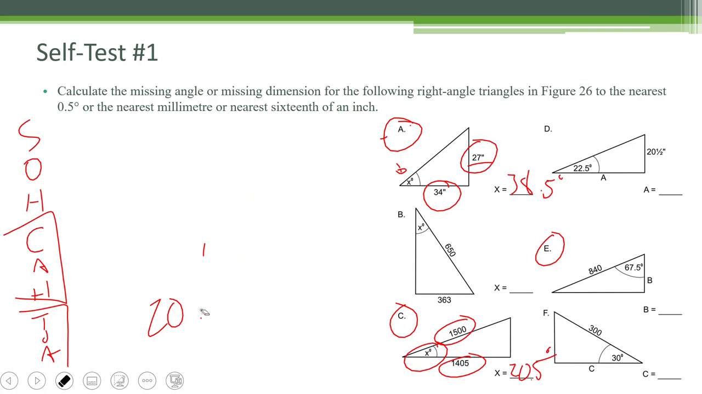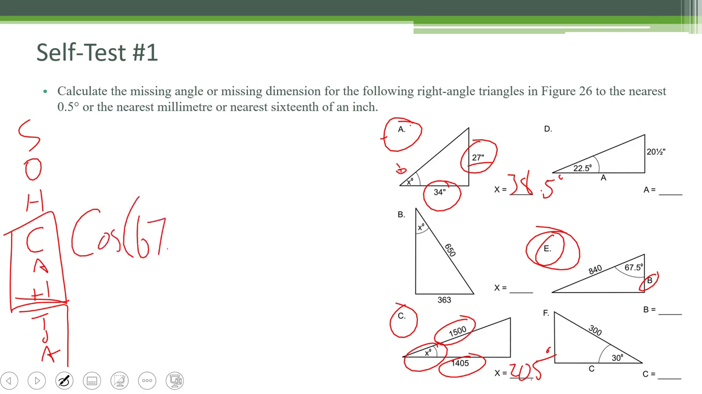Okay, let's do the last one here. I'll do this one right here. So here I got to find the length of B. So what sides am I working with? Well, I'm working with the adjacent and the hypotenuse again. So that'll be cosine. So it'll be the cos of 67.5 is equal to the adjacent side, which is B, over the hypotenuse, which is 840.